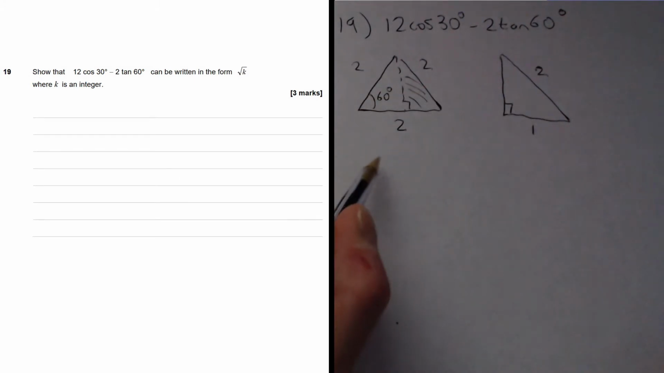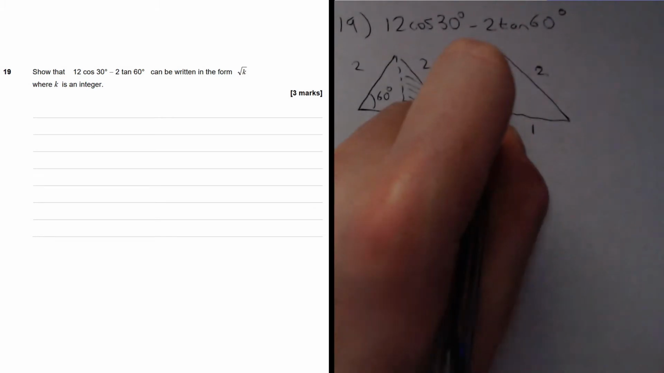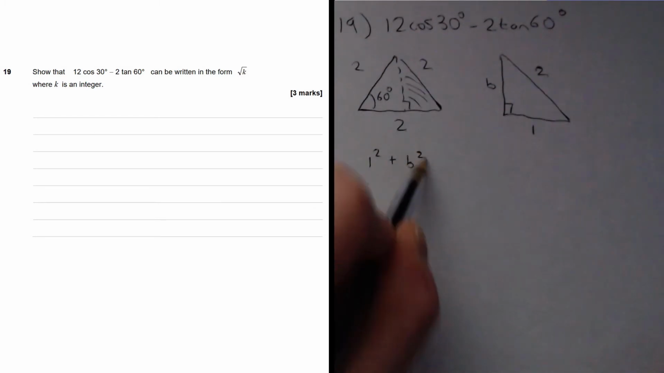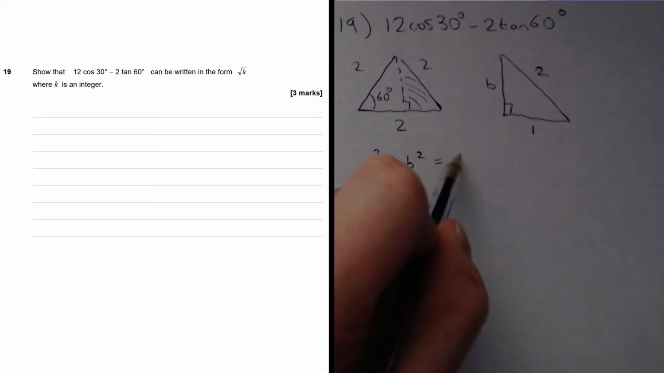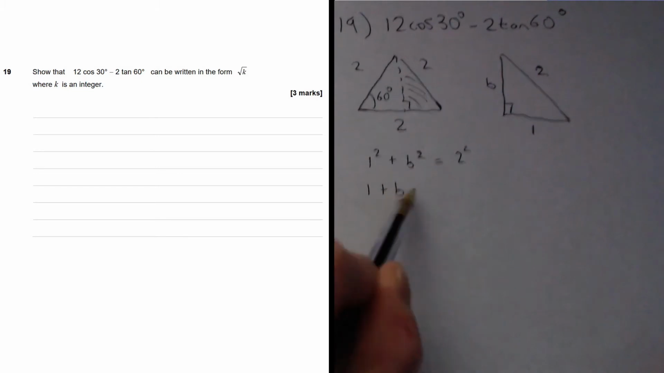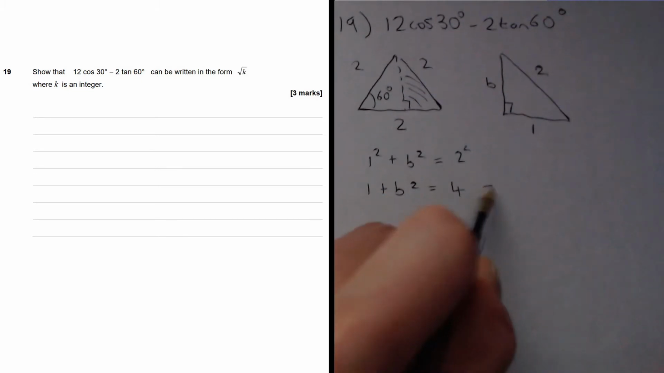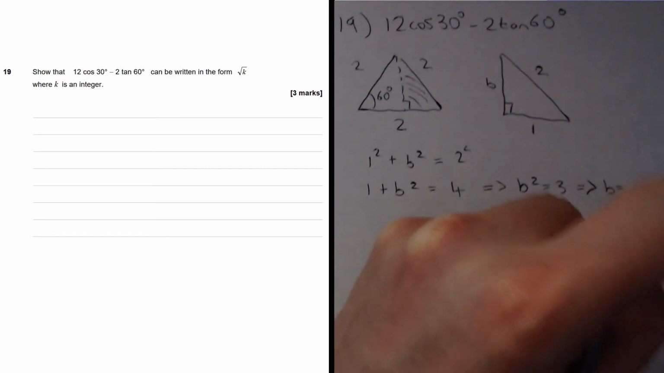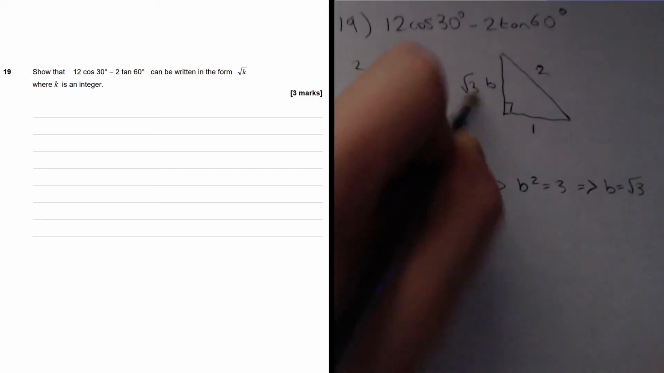In fact, we know that 1 squared plus whatever that is squared, I'm going to call that b, b squared is c squared, which is 2 squared, which is 4. So this is saying that 1 plus b squared is 4. This tells me that b squared is 3, which tells me b is the square root of 3. So that's the square root of 3.